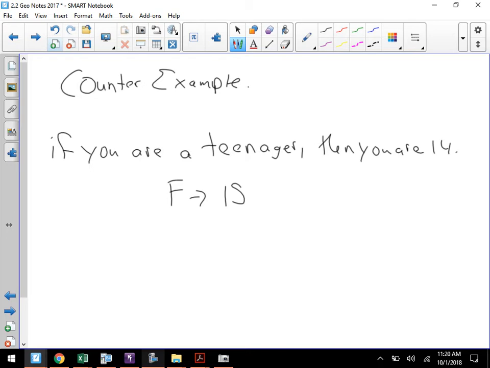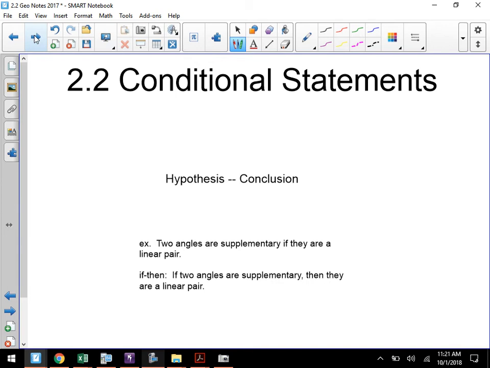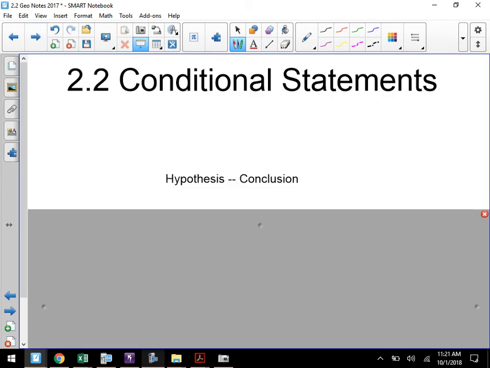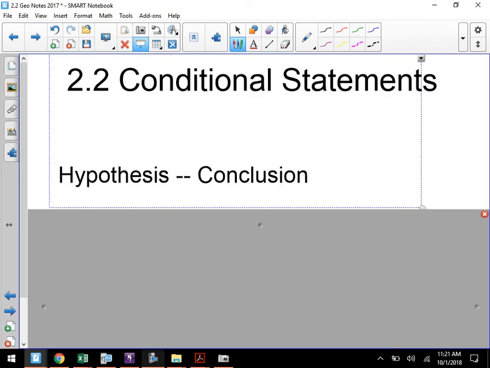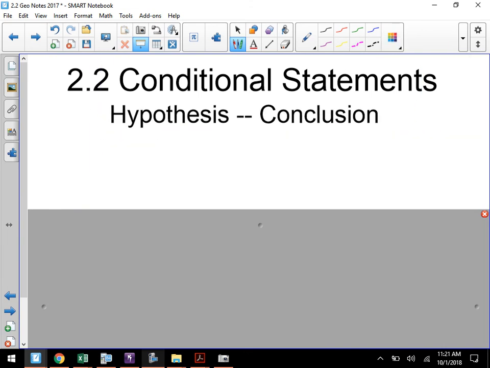Then in section 2, they started to talk a little more about how you write stuff out, how you come up with what are called if-then statements. That's what I'm going to spend time on today. When we get into conditional statements, we're talking about a hypothesis and a conclusion. If, then. You guys have probably all seen if-then statements in science. If water is boiling, then it's hot.